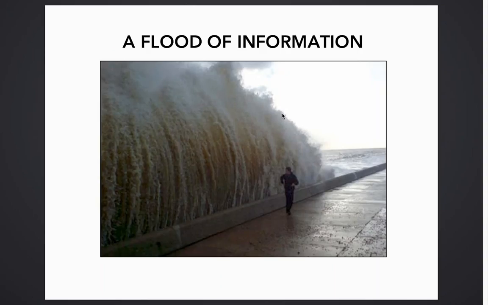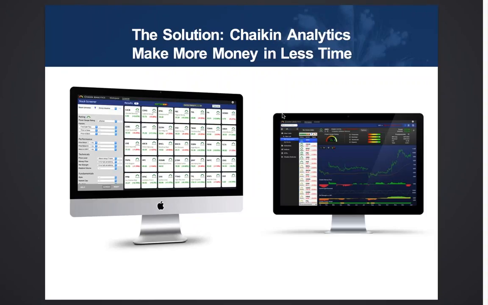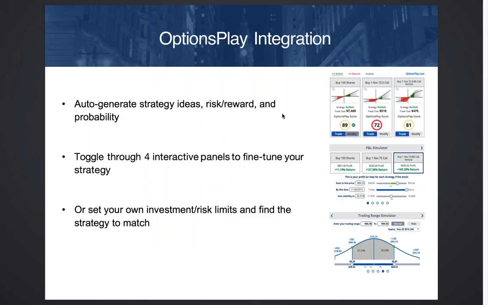So if the problem is information overload, our solution is Chaikin Analytics. It enables you to make more money in less time, and let's start looking at how you can do that. First of all, we integrate options play. So once you've found the right stocks in the right sectors, you can find those option strategies simply and easily.